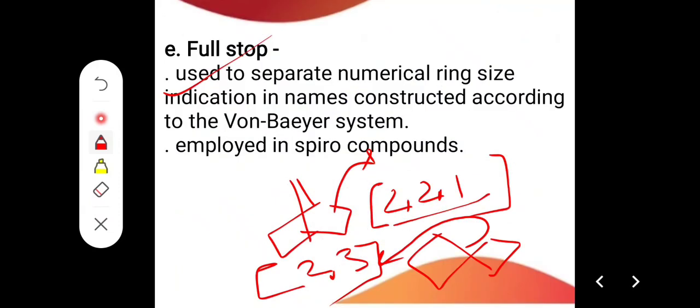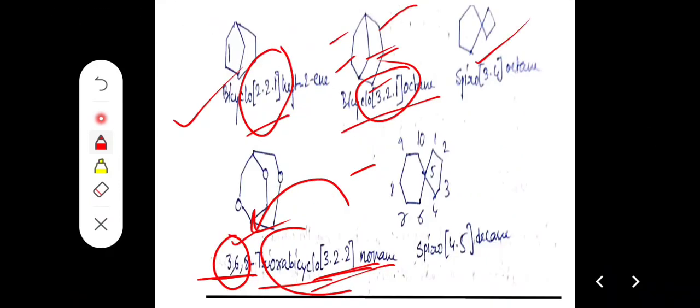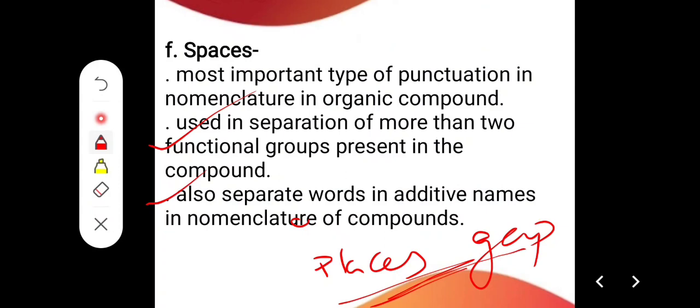Next one, full stop is used. This is basically for the ring size in between the name; for indication we have to consider a full stop, especially for bicyclo and spiro compounds, where we have this type of numbering in brackets. In between these two numbers, we have to consider a full stop. Then spaces are also important. First we have to consider punctuation. Punctuation is most important. Then we have to consider spaces.